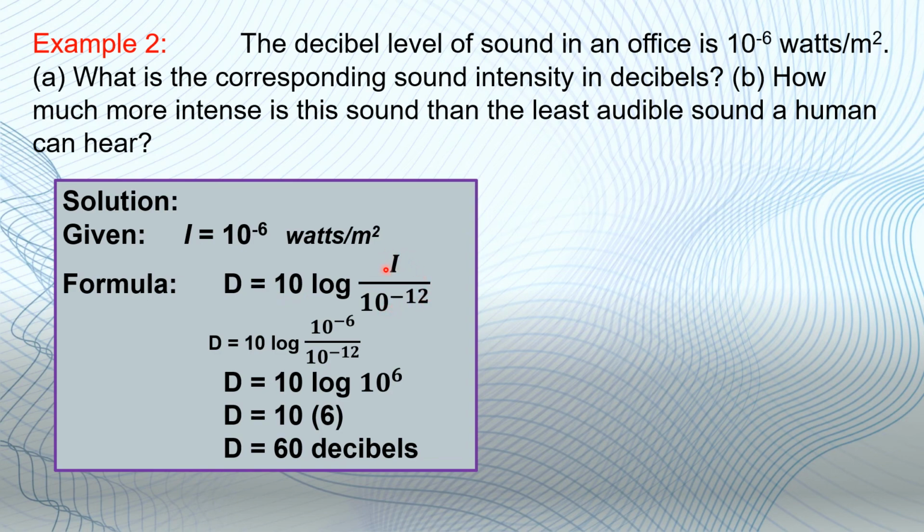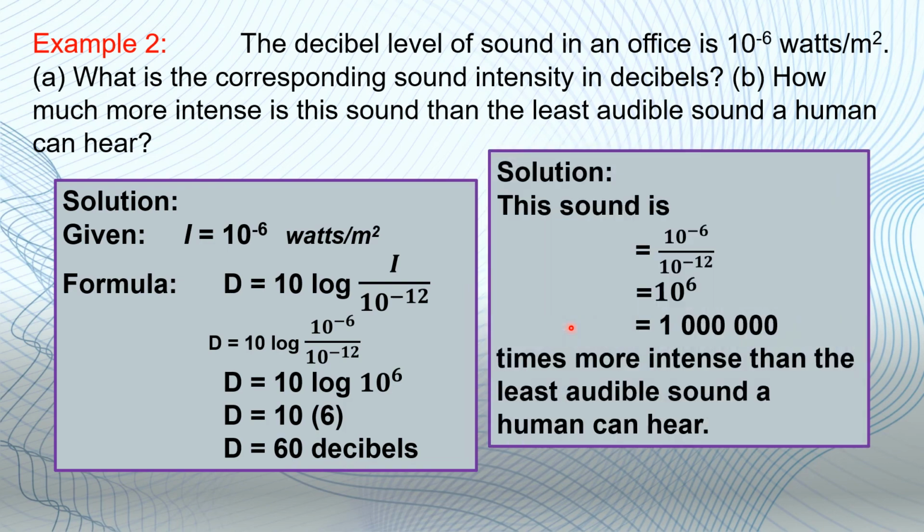So, I replaced the I here with 10 raised to negative 6. Dividing this, we just copy the base which is 10 and subtract their exponents. So, negative 6 minus negative 12 is positive 6. So, logarithm of 10 raised to 6 is equal to 6. So, 10 times 6 is equal to 60. So, the corresponding sound level is 60 decibels.